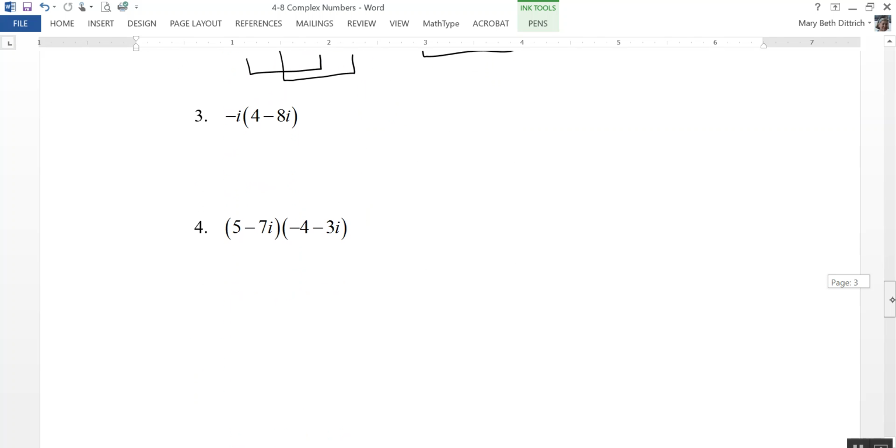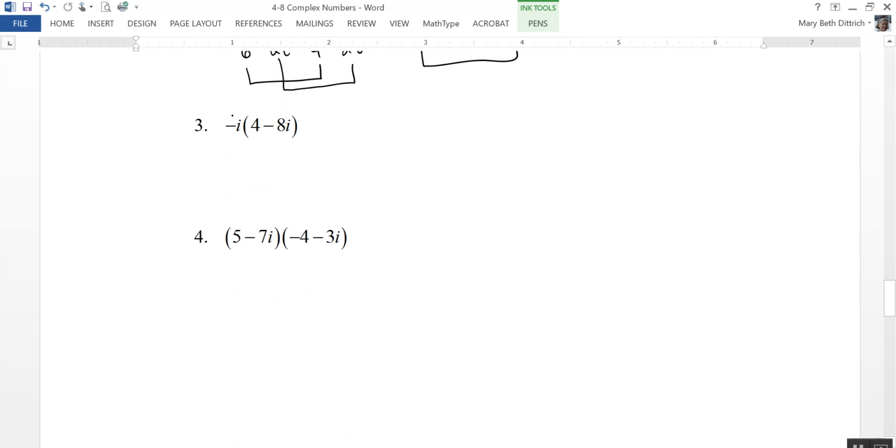Now, to multiply, I'm going to use the distributive property. So here I need to distribute a negative i to each one of those terms. So that's going to give me a negative 4i plus 8i squared. A negative times a negative gives me a positive. i times i is i squared. Now remember, i squared is negative 1. So this is the same as negative 4i plus 8 times negative 1, or putting in the format a plus bi, negative 8 minus 4i.